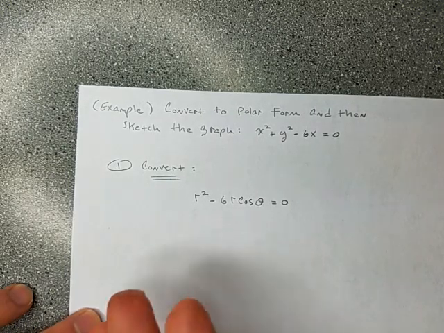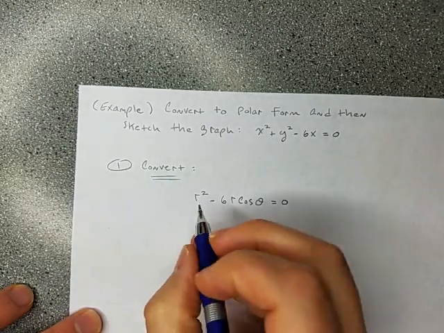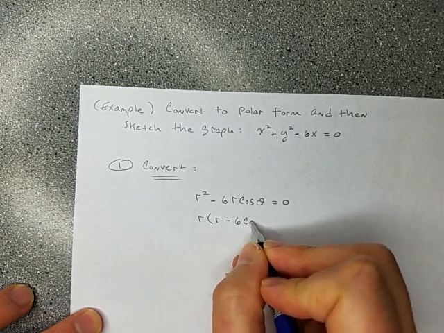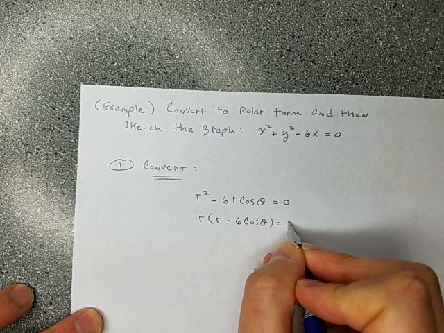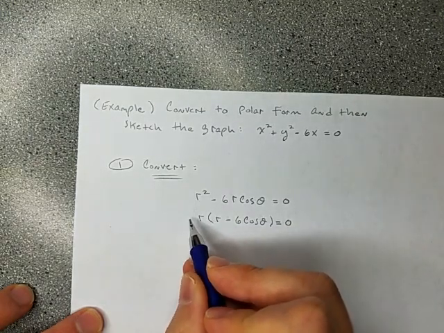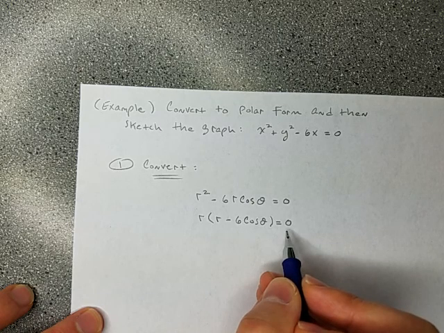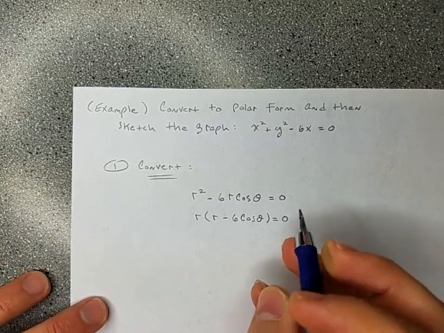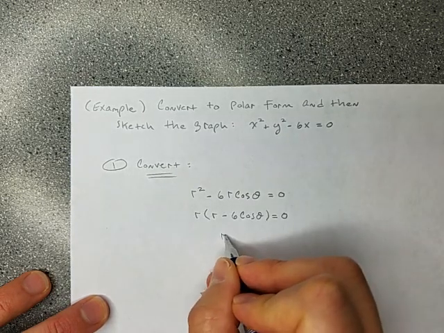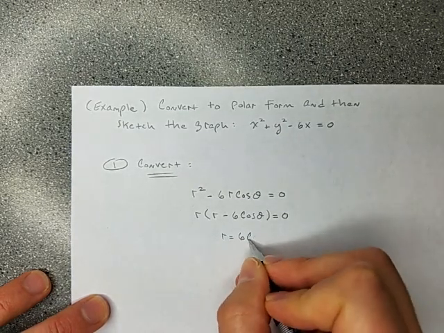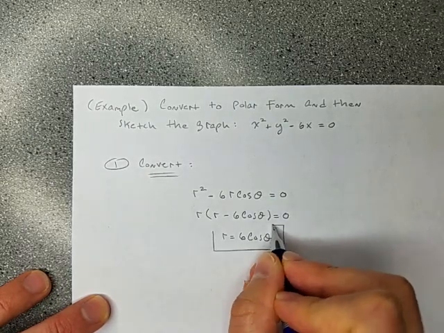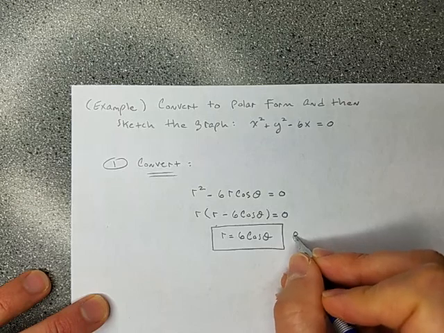I still would like to reduce it if I can, though. So I could do it like this. I could factor out r. Okay? And then I could divide this one out. If I divide both sides by r, it's going to be eliminated. And I'm just going to get r minus 6 cosine theta is equal to 0. So I'll get r is equal to 6 cosine theta. All right. So there's my polar form of that equation that I started with.